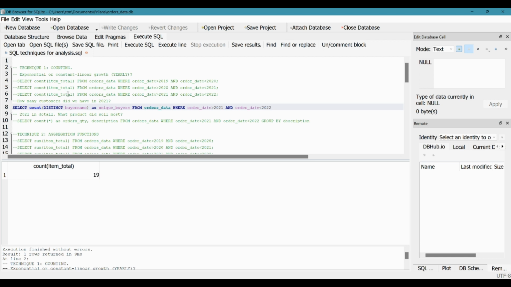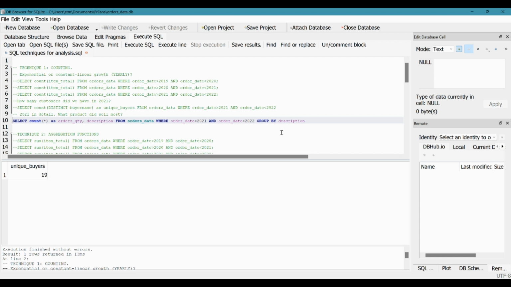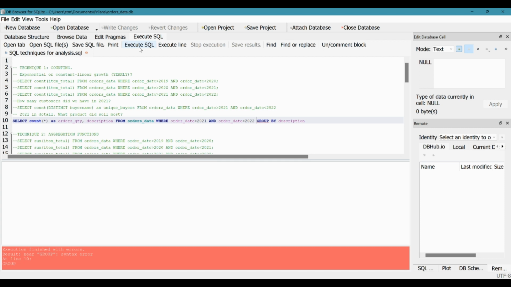With count, I can also check how many different customers I got. As long as I have one order for one customer, of course, it's only 19. So 19 customers for 19 orders. I can also use count for 2021, getting the description of the products and grouping by the description. This grouping is going to tell me for each product how many customers did I have.